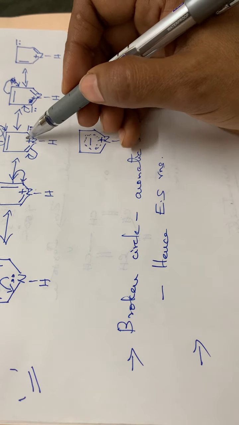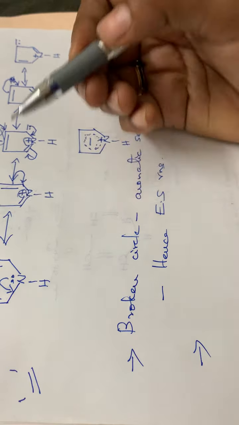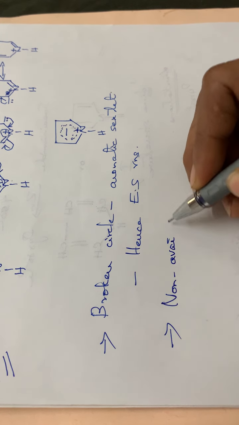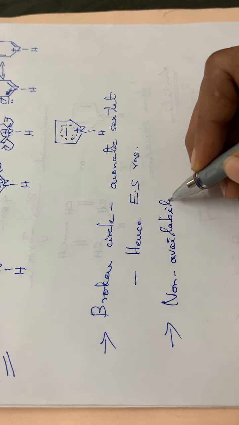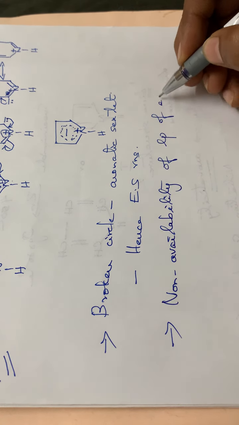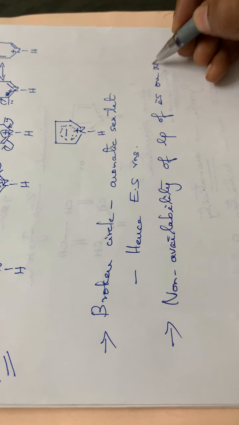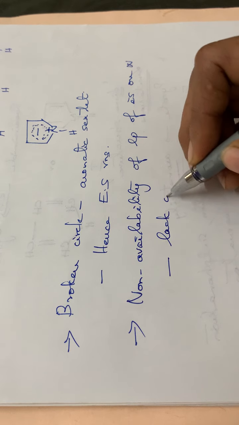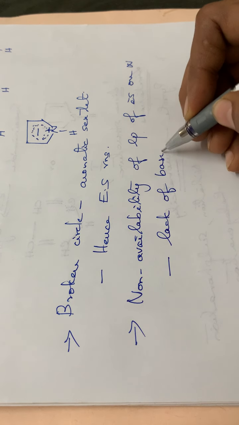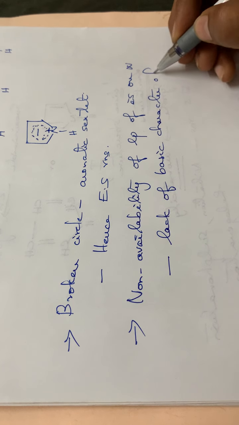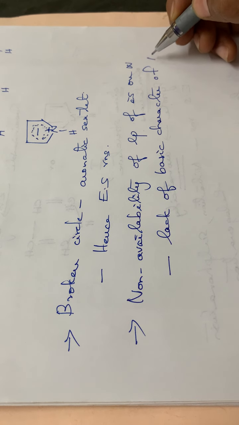In all the structures, see nitrogen, it is having a positive charge. So the non-availability of the lone pair of electrons on nitrogen, that explains the lack of basic character of this pyrrole. Okay.